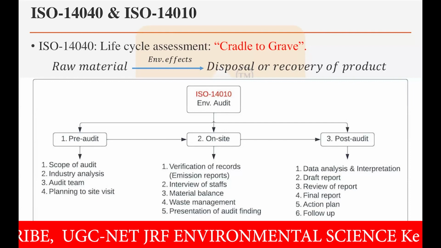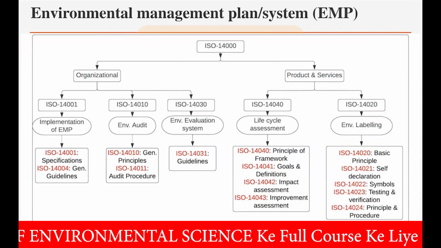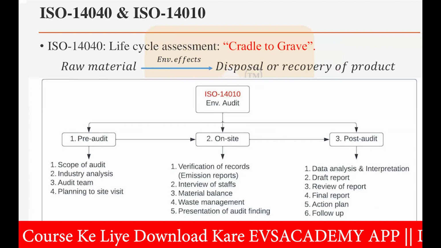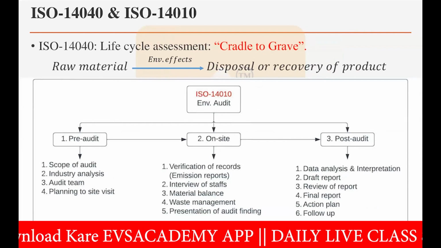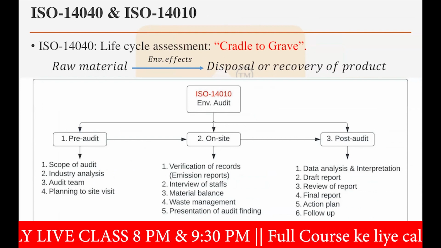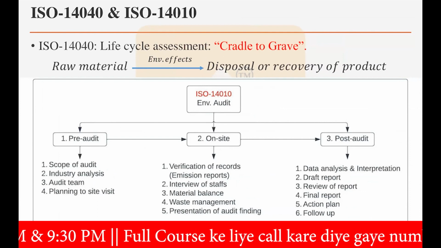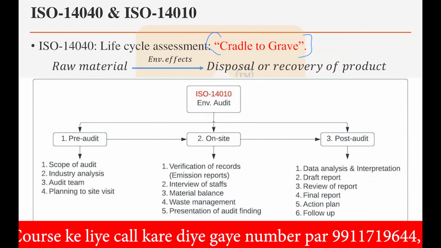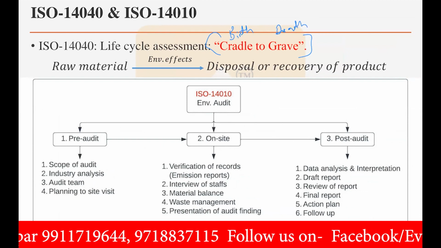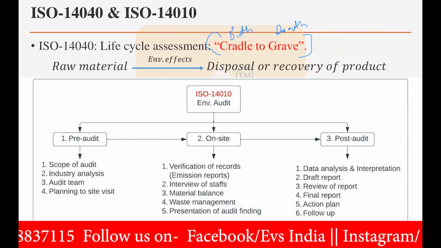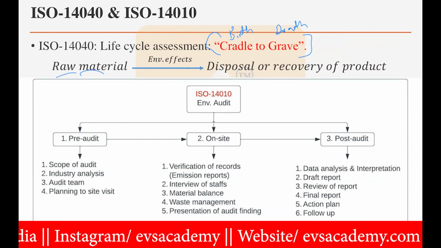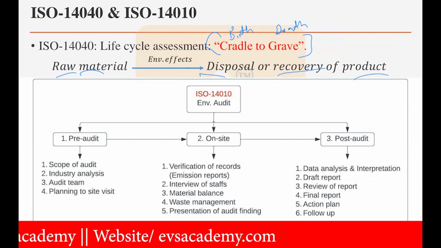Then we have to discuss the details of ISO 14040 and 10. The 40 here is the life cycle assessment, and 10 is the environmental audit. The remaining ones don't have that much detail. ISO 14040 is for the life cycle assessment, where for products and all things we go from cradle to grave, meaning from birth to death, you have to analyze. That would be under ISO 14040. Here you have to see the raw material, how it is coming, and from there the environmental effects up to the disposal and recovery of that product, not only the use of that product.